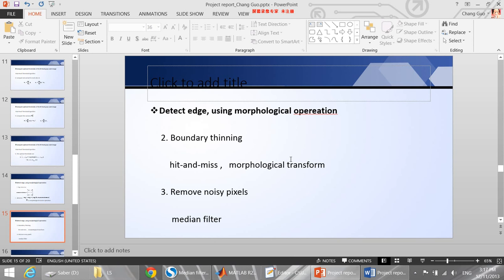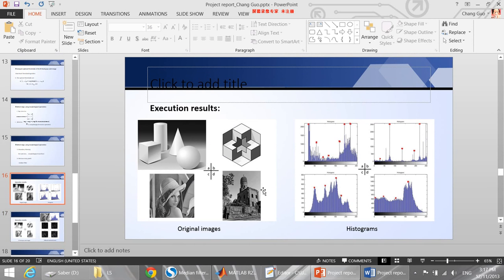Also, we can directly use the morphological function in MATLAB to implement the thinning operation directly and remove noisy pixels. The result of edge detection may contain a lot of noise, which has a negative effect for normal utility. Many methods can eliminate noise efficiently. Here we use a median filter. That is the main steps.